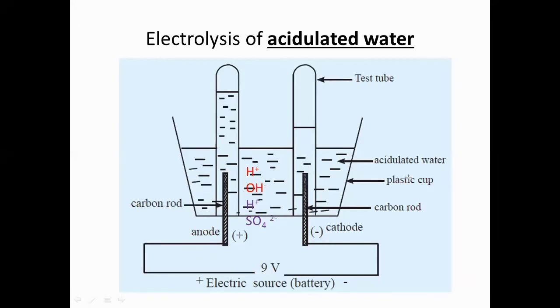Next, electrolysis of acidulated water. In acidulated water, let's take dilute sulfuric acid. The dilute sulfuric acid consists of hydrogen ions, hydroxide ions, as well as sulfate ions in the solution. The electrode connected to the positive terminal of the battery is known as the anode or positive electrode, and the electrode connected to the negative terminal of the battery is known as the negative electrode or the cathode.